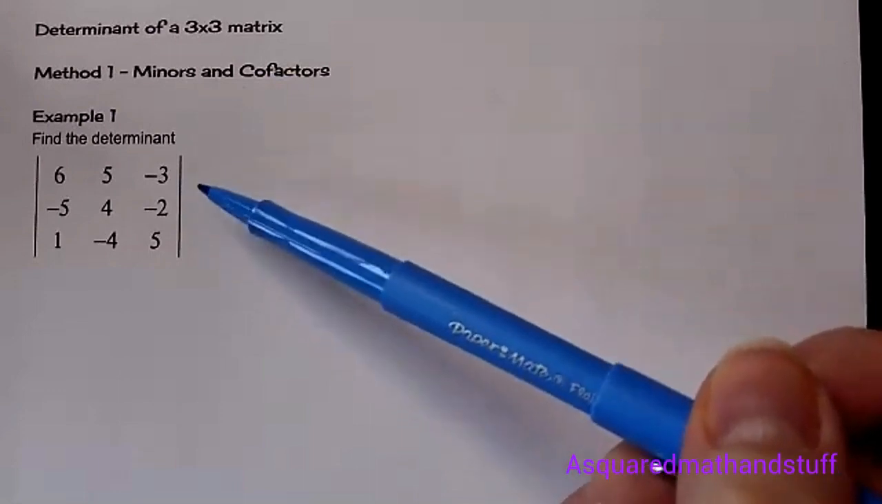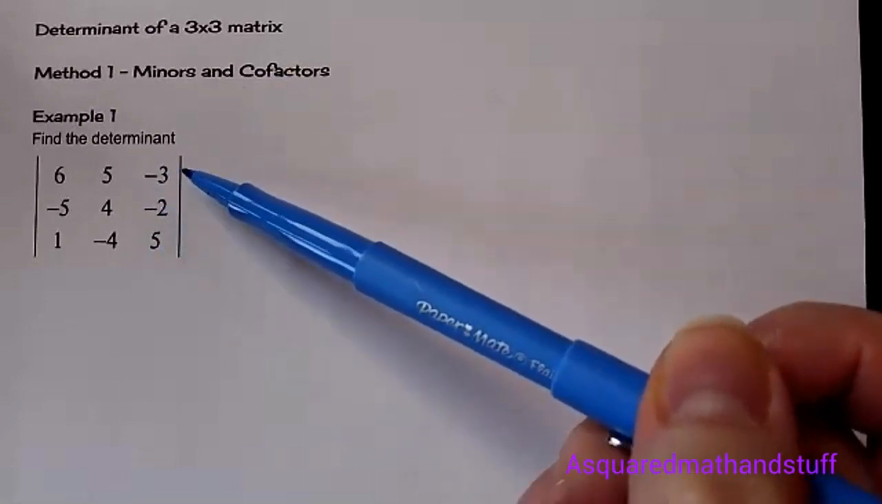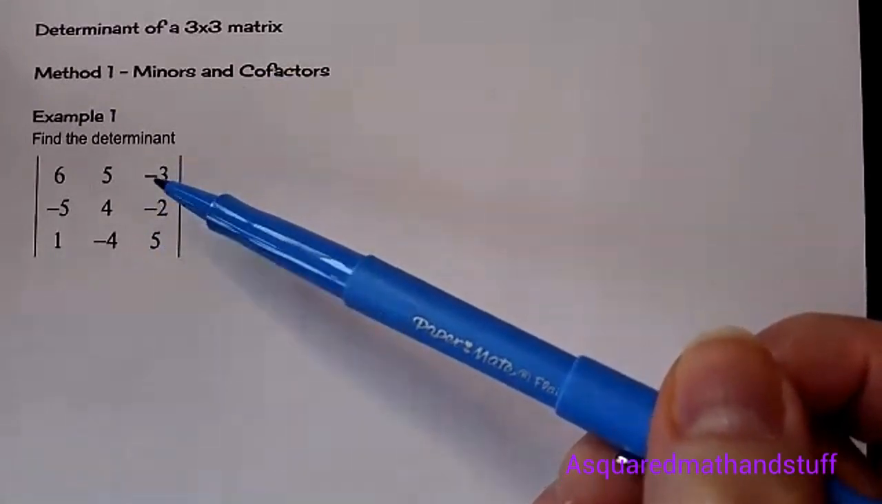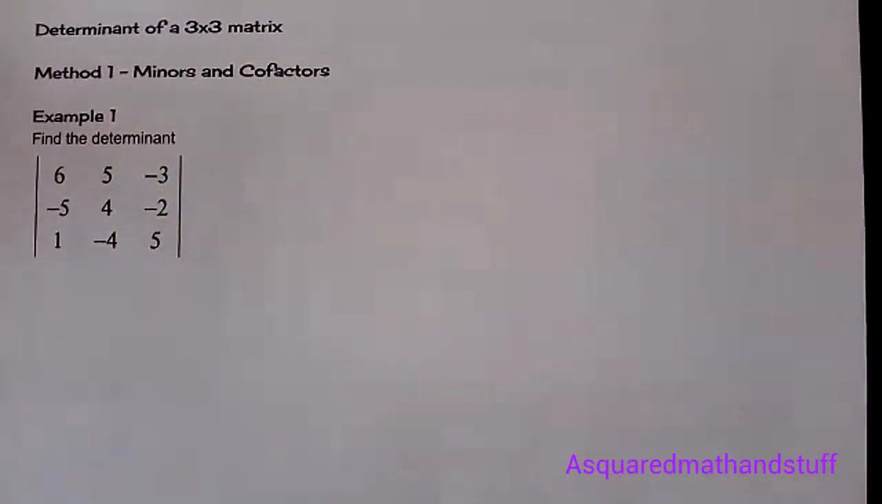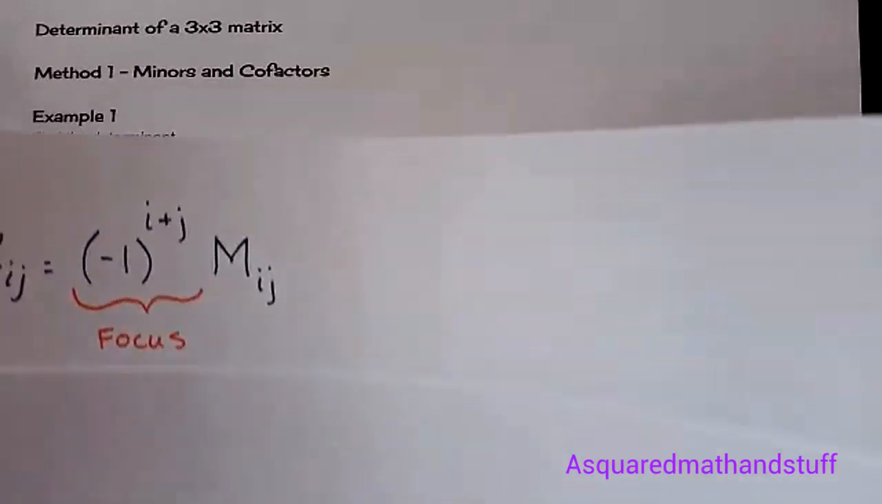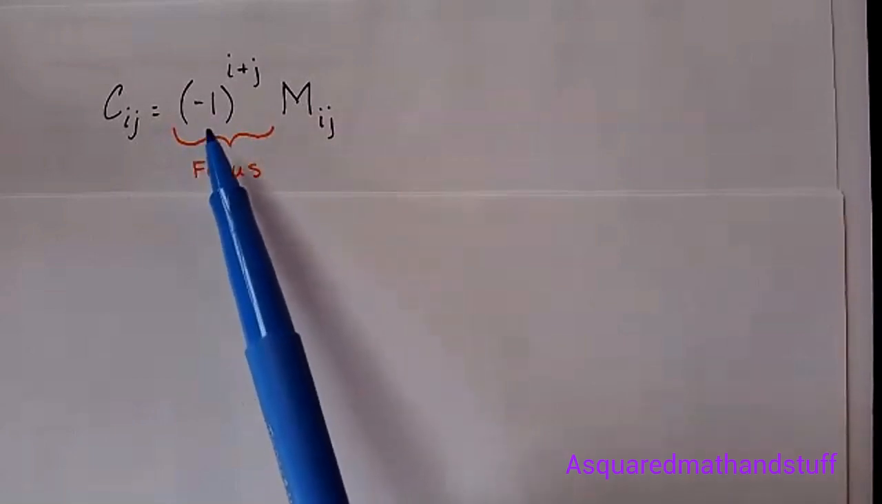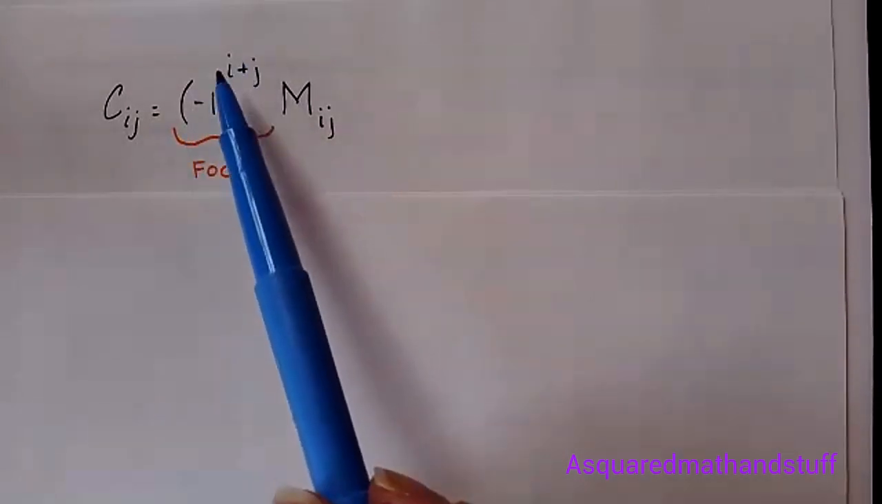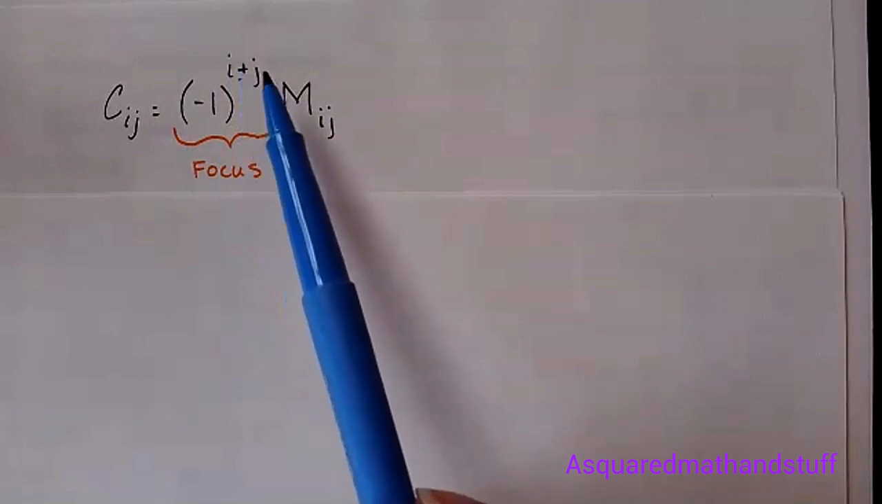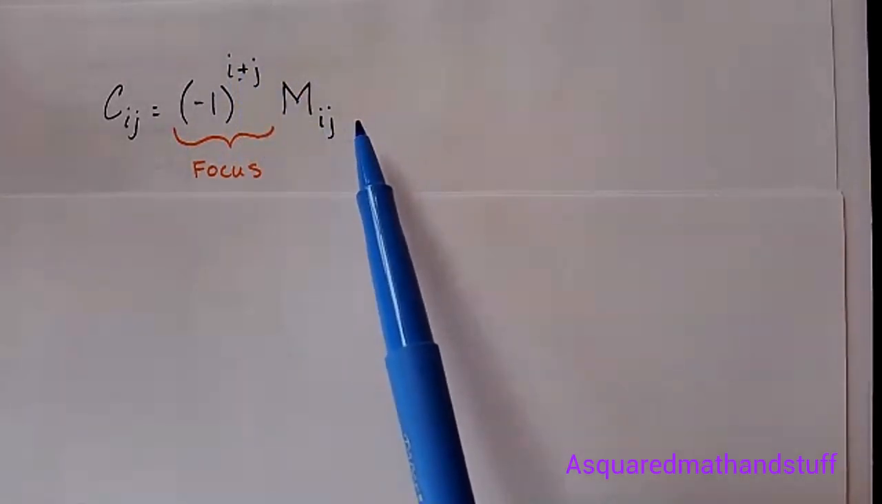Before I go ahead and start working on this example, I want to show you a little trick that I mentioned in my previous videos on calculating minors and cofactors, but I didn't get into the details. So I want to focus on the cofactor portion. There's a little trick for cofactors. And if you recall, the cofactor is calculated by taking negative 1 raised to the row plus the column multiplied by the minor of that row and column.